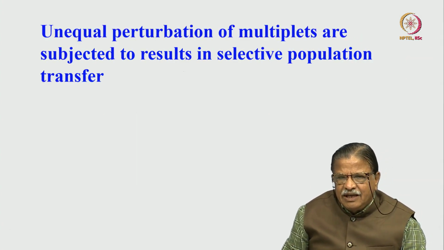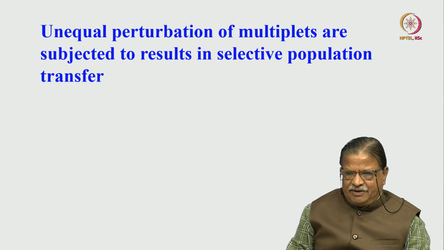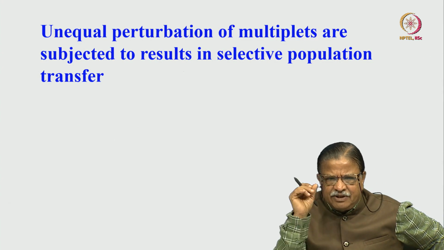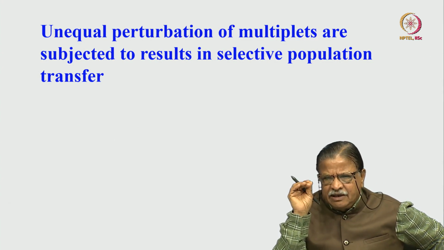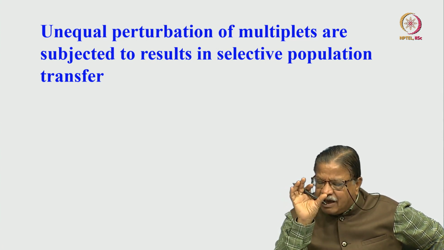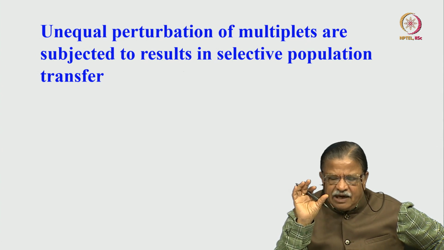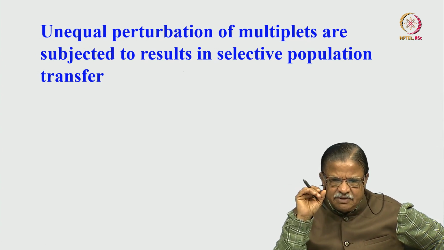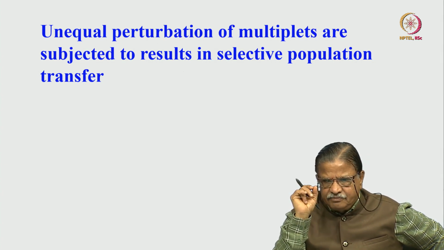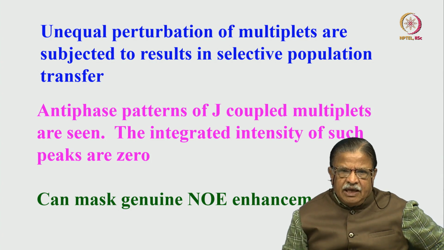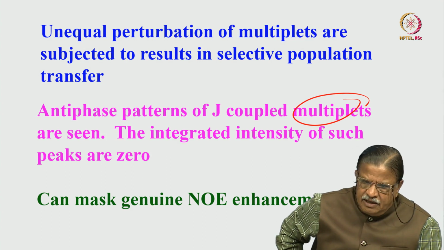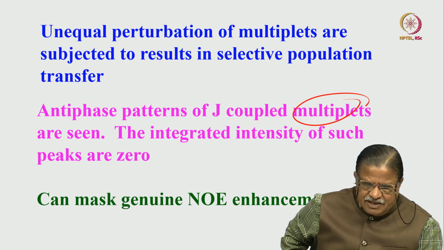And of course, if you have a multiplicity in the peak, where do you want to hit it? You have to perturb exactly at the center of it and make sure that the multiplets are subjected to perturbation properly. If all the multiplets are not equally perturbed, not equally saturated at a time, then that results in selective population transfer. We discussed this long back. That can also cause problems. Antiphase terms of the J coupled multiplets are going to be seen. That is what we observed in the population transfer experiments when we discussed that.